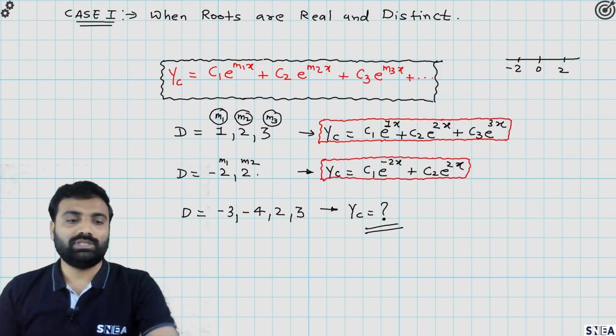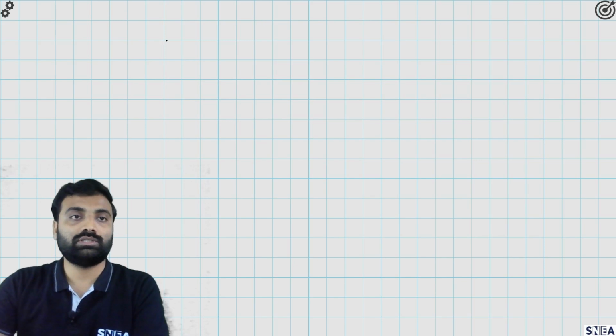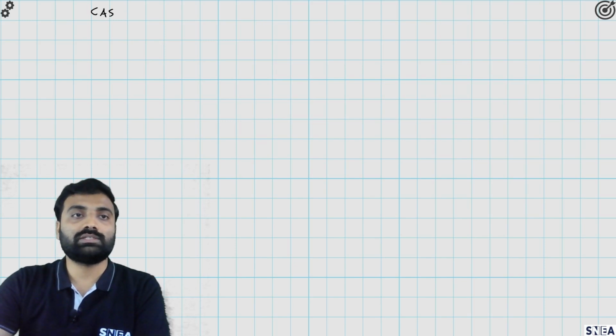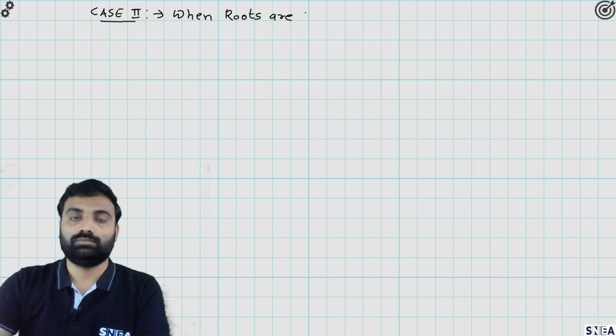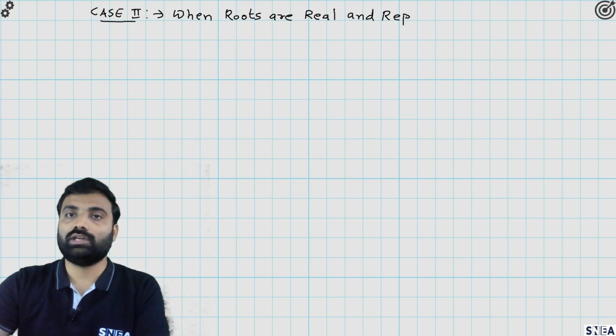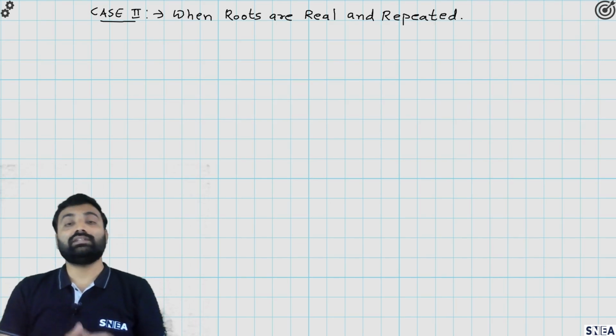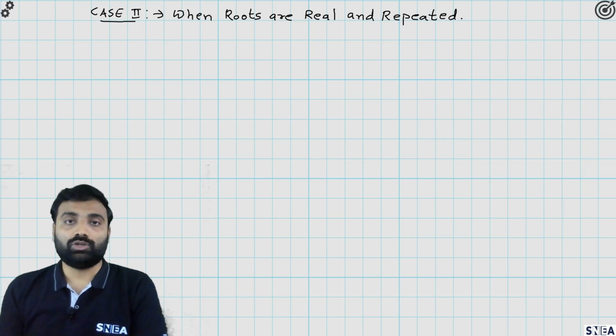Let us talk about the second case. And you tell me what the second case will be, students. What will be case number 2? When the roots are real and repeated. Okay, so if your answer comes out real and repeated, what are you going to do?